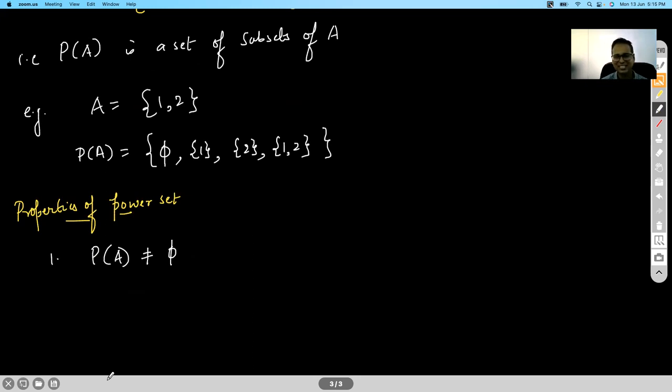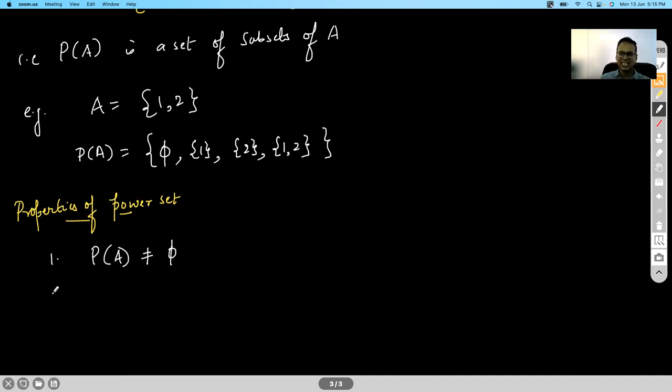And why is that? It is because even if your set A is a null set, it will have exactly one subset, which is the null set itself. So a power set of a null set will contain that null set as an element. So it can never be empty. It will have a minimum of one element for sure.